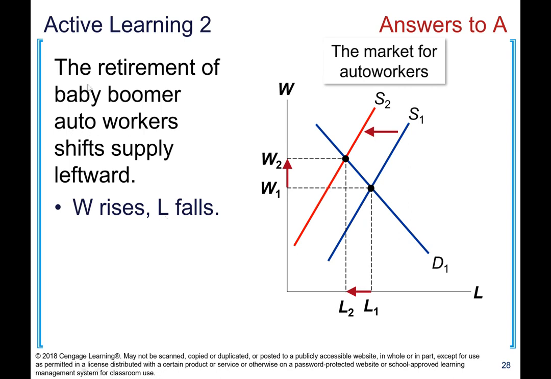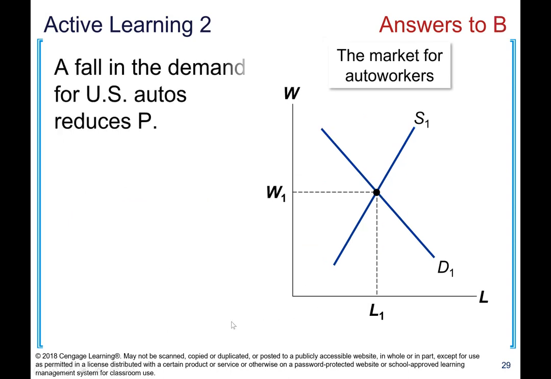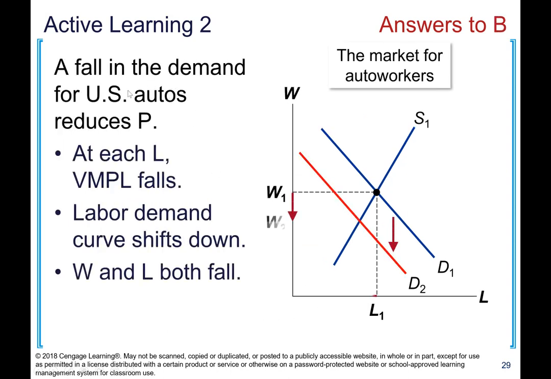Answer: the retirement of baby boomer auto workers shifts supply leftwards, as you can see, and that will result in wages increasing and the number of people working decreasing. What about a fall in the demand for US autos? It reduces the price. As you can see, demand for autos declines, wages decline, and people hired decline.